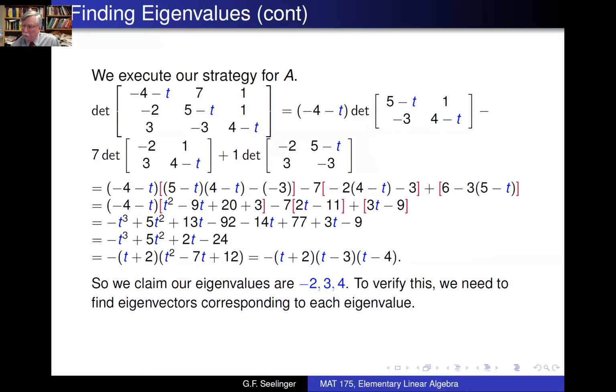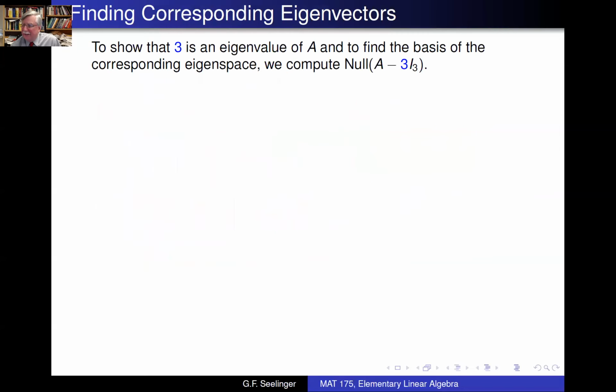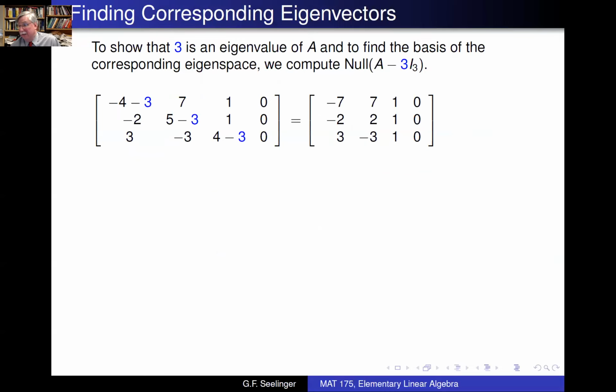And so now what we do is take 3. We go ahead and compute the null space of A minus 3I. I take my matrix A, subtract 3 off of each of the diagonal entries. I get this matrix. I go ahead and take its reduced row echelon form. And I've got one free variable. Notice that my free variable here is x2, not x3. x3 is equal to 0.